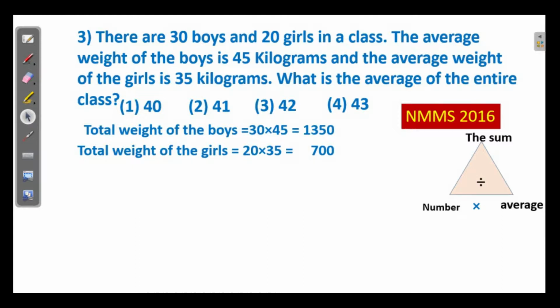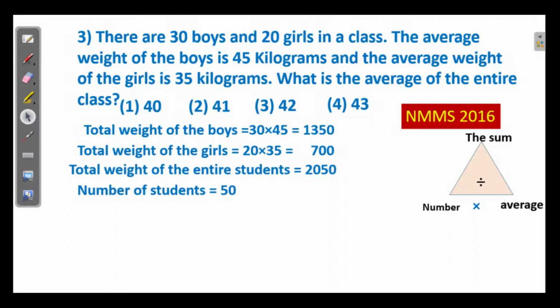is equal to 700, and total weight of the entire students, finding the sum, 2050, and number of students, total students is 50 and total weight is 2050. So average is equal to total weight divided by number, is equal to 2050 divided by 50, which is equal to 41 kg.